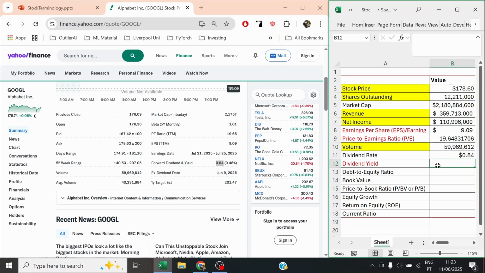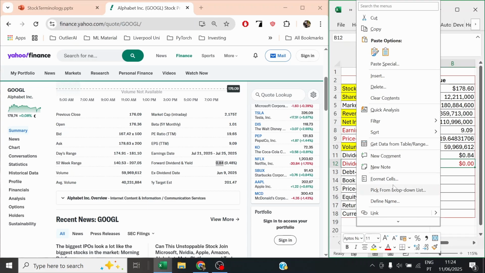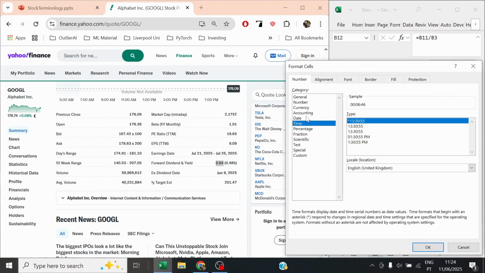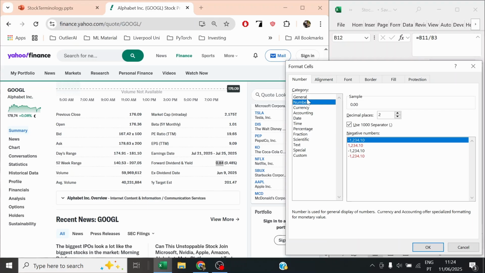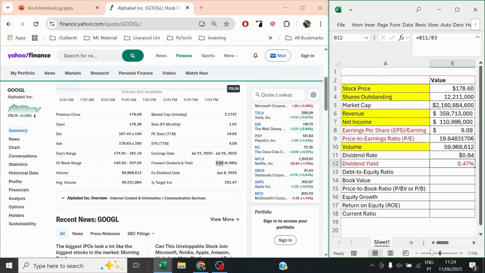So the dividend yield should be basically equal to the dividend rate divided by the stock price, which is actually a percentage because it's formatted. Dividend yield should be a percentage. I will format again, and then number, percentage. Okay, so basically it's a percentage, it's formatted for us, and you see it's what is reported here. Or you could have just done the dividend rate over the stock price times hundred, but we have a percentage here.